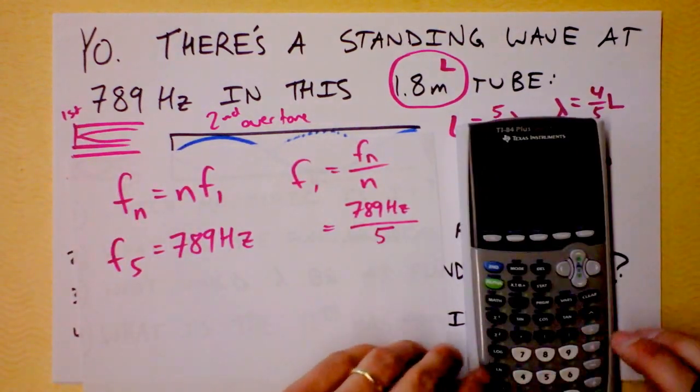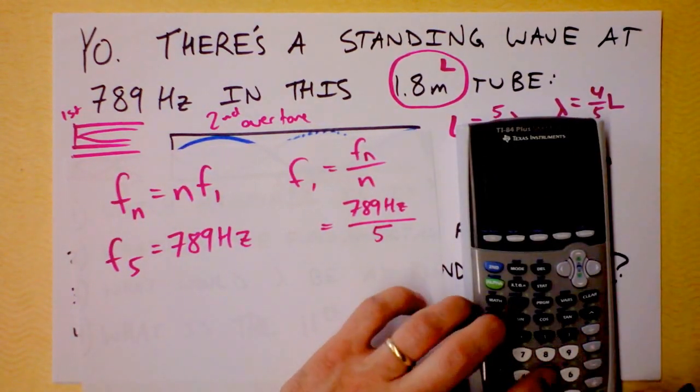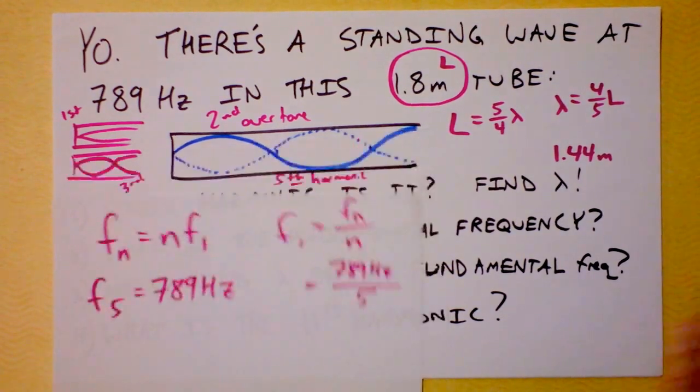Let's get you a number for the second problem. 789 divided by 5. Boom, 157.8 hertz.